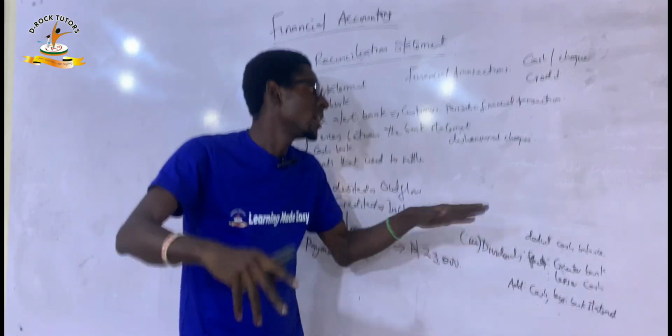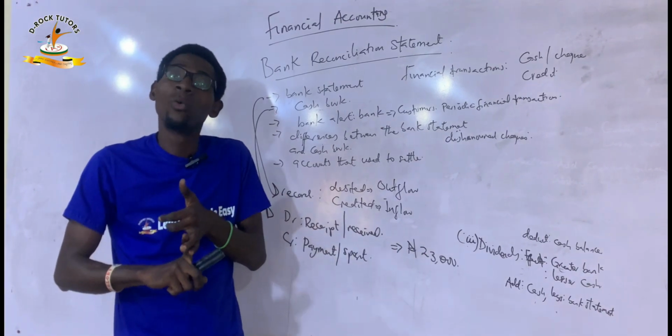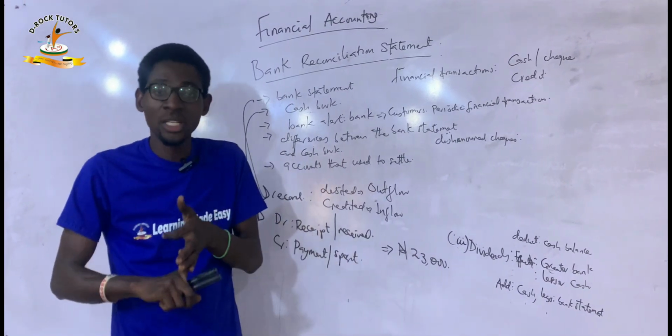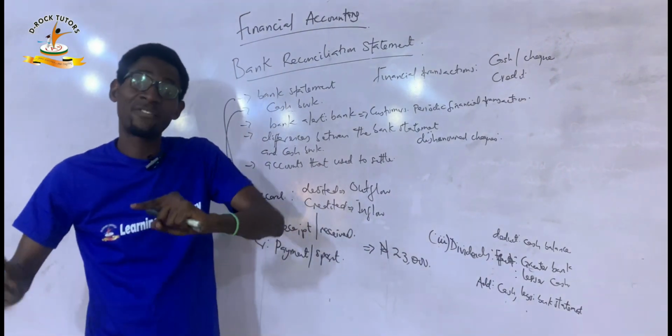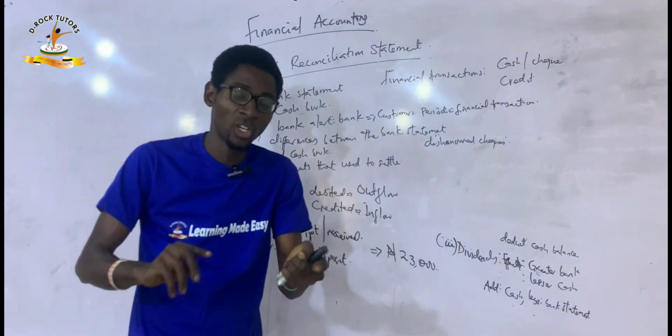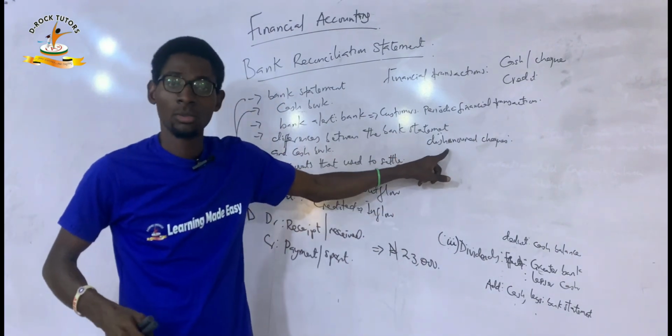And there are reasons why checks can be dishonored. Number one, we have mutilation. Number two, we have wrong signature. Number three, we have irregular signature. Number four, we have difference in amounts, different amounts in words and amounts in figures. We have other things that can make the bank return your check back to you.